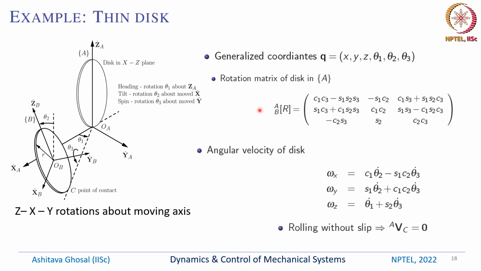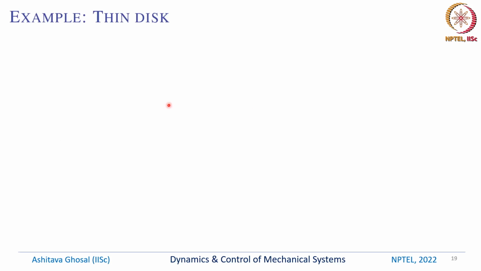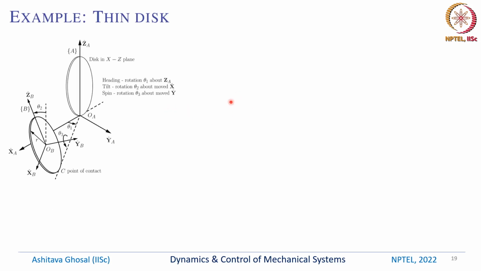If you have rolling without slip, then the velocity of this point of contact with respect to the A coordinate system should be 0. So there is no slip here. There is no translation velocity between a point on the ground and a coincident point on the disk. This is the condition for rolling without slip. So continuing with the example of a thin disk rolling without slipping on a horizontal plane, we have this disk which is rolling without slipping on this xy plane.